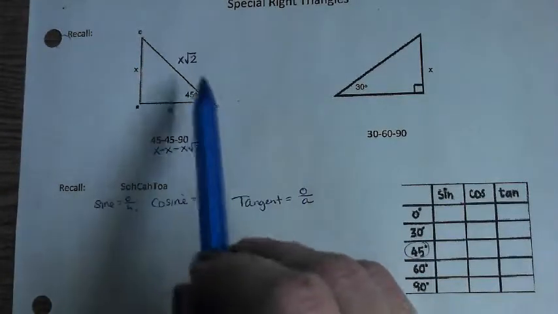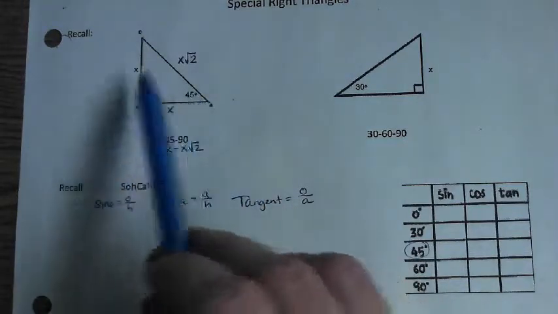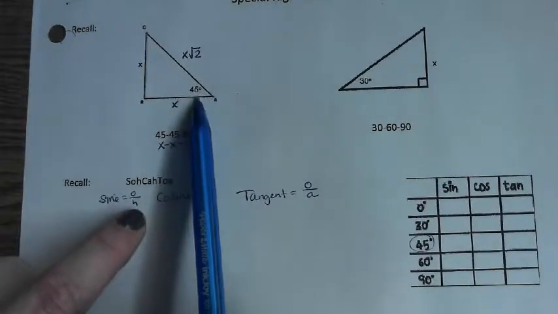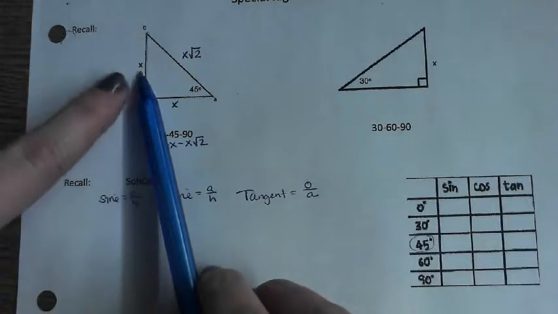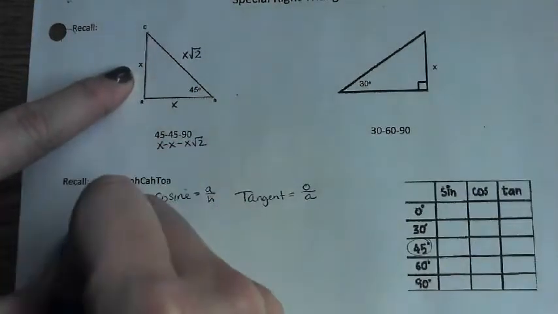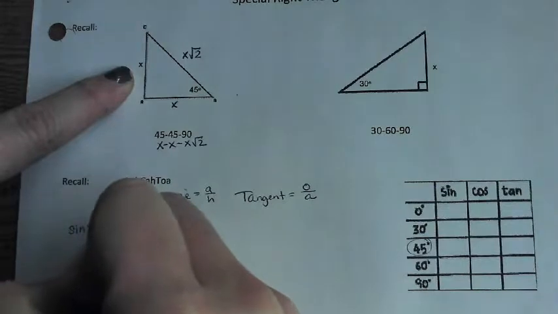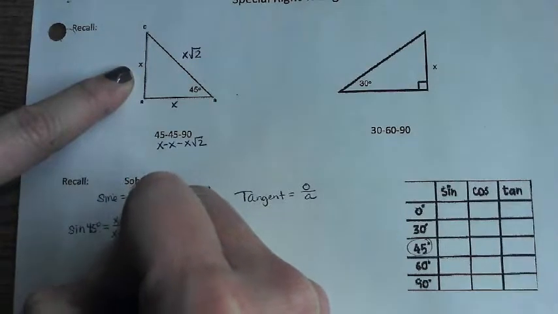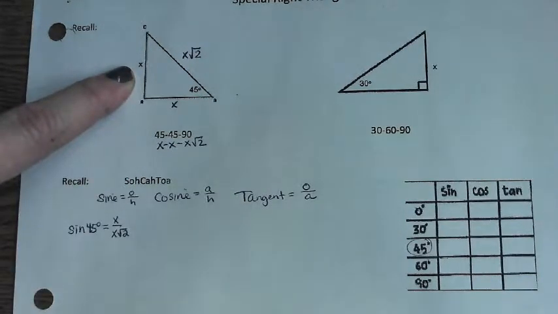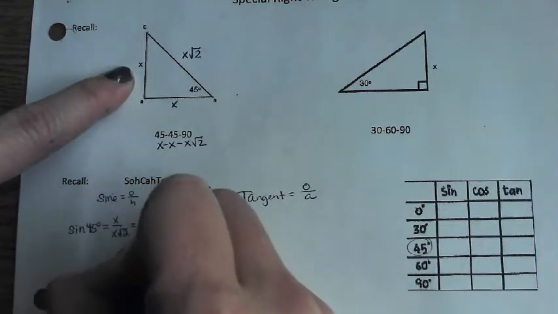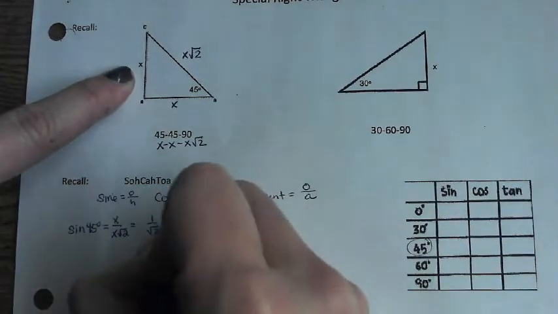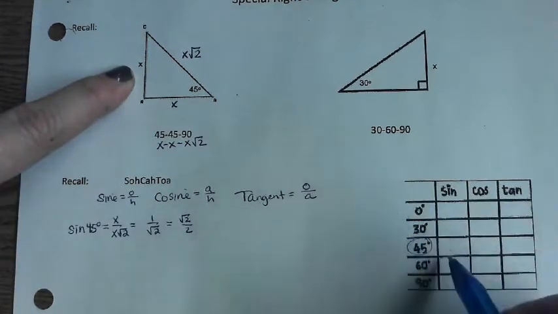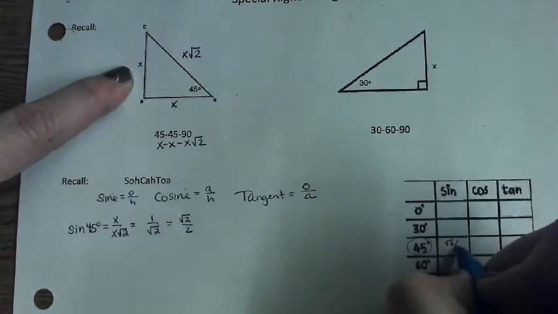So because these ratios in a 45, 45, 90 right triangle are pretty straightforward, the sine of a 45 degree angle is always going to be its opposite, x, over x root 2. So for example, the sine of a 45 degree angle is going to be the opposite over the hypotenuse. That's an x over an x root 2. And the x's cancel, right? So that's 1 over root 2. And then if we rationalize, that's root 2 over 2. The sine of a 45 degree angle is root 2 over 2.